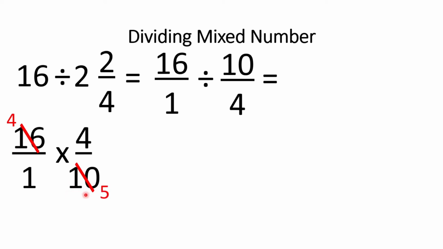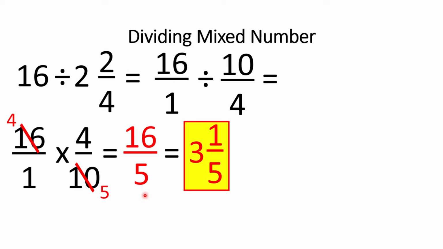After doing the first part of cancellation, you can still check if there are pairs that can be canceled. This time, wala na po. Kung wala na, we can now proceed with our multiplication. 4 times 4, we have 16. Then 1 times 5, we have 5. Our quotient is 16 over 5. This is an improper fraction. What we're going to do, we need to change this to a mixed number. 16 over 5 will be 3 and 1/5. That's our final answer.